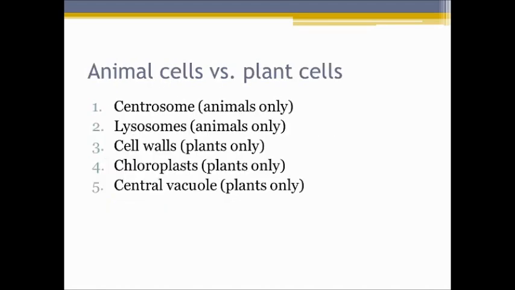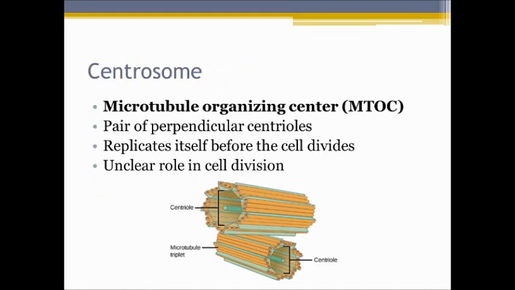Okay, so now we're going to go into more of what is within an animal cell and what's within a plant cell. Everything we've talked about so far is within both. So, centrosomes are only in animal cells, lysosomes are only in animal cells, cell walls are only in plants, as are chloroplasts and central vacuoles. So, centrosomes, only in animals.